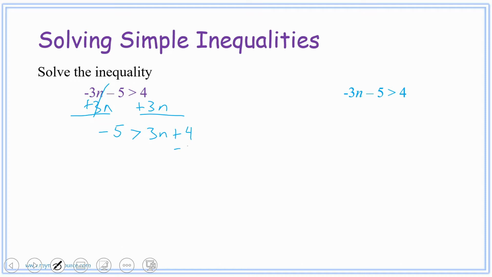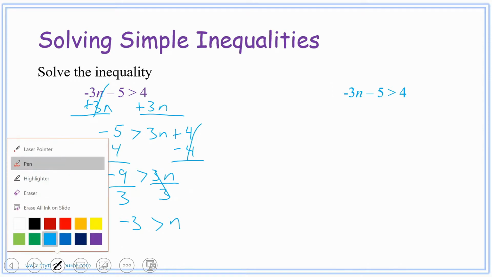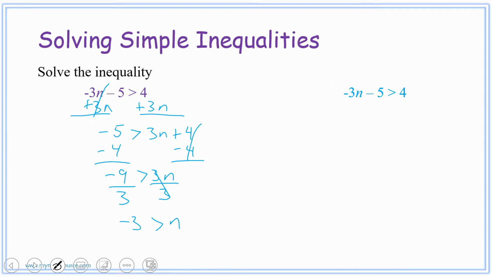Right? And then we could bring the 4 over because I want the n by itself. And so negative 5 subtract 4 would give us negative 9 greater than 3n. And then we could divide on both sides by 3. And we get negative 9 divided by 3 is negative 3, which will be greater than n. And so on the number line, we can see clearly where our numbers would go. But first of all, let's see what would happen if I did not change the negative, which is really less steps.